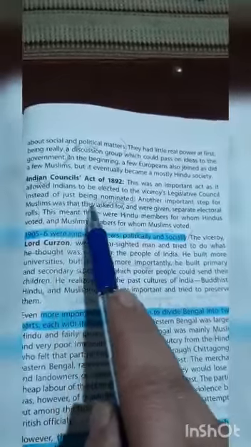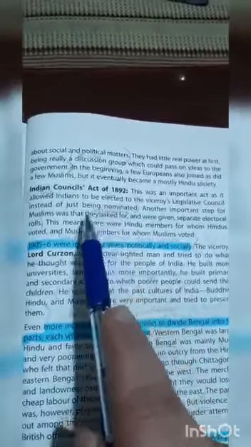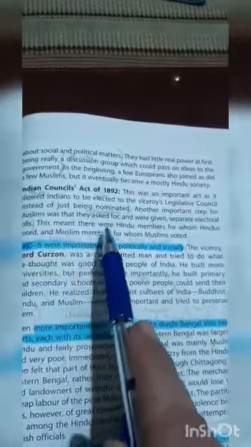So this point is also very important. So in this way you will write a comparison of the three acts. All right, thank you.